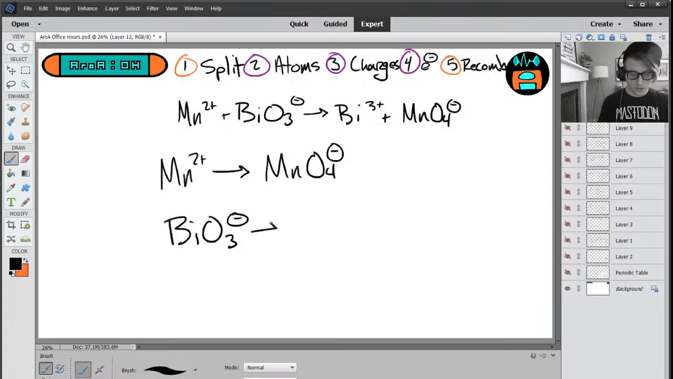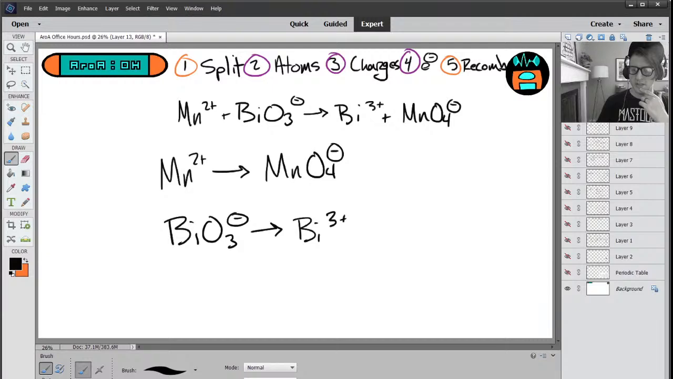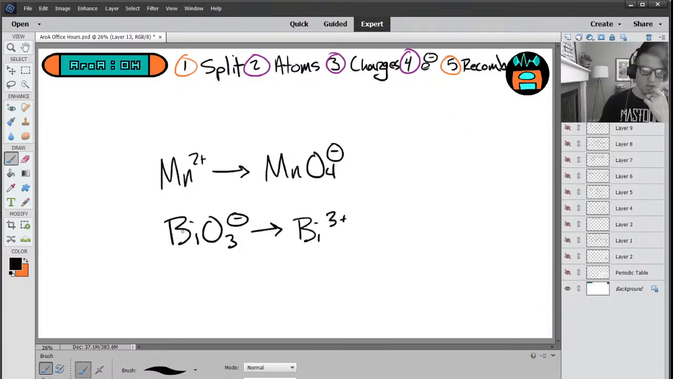And the way you know to break it up this way is because your 2 half reactions will involve the element that gets oxidized and the element that gets reduced. We already did that in the previous step. So we know that the bismuth species go together and the manganese species go together. It doesn't matter which one you start with. I'm going to start with bismuth.